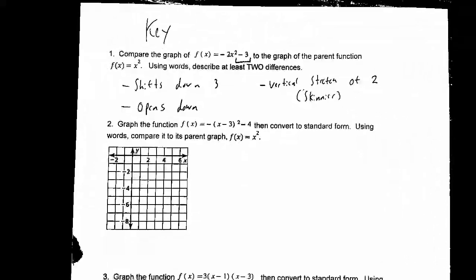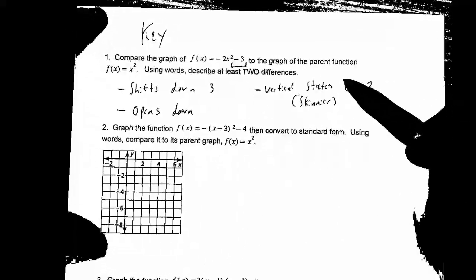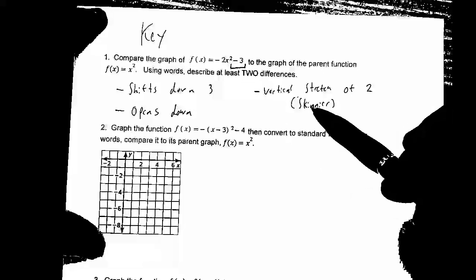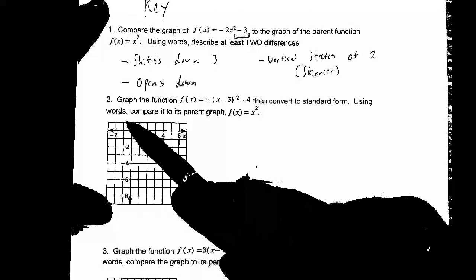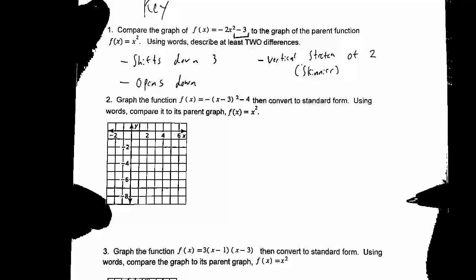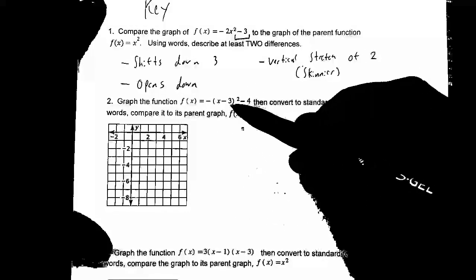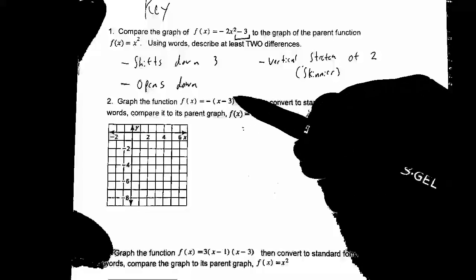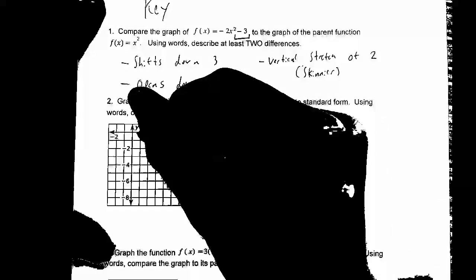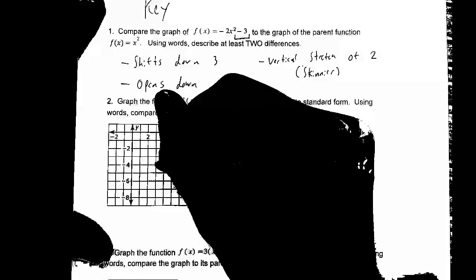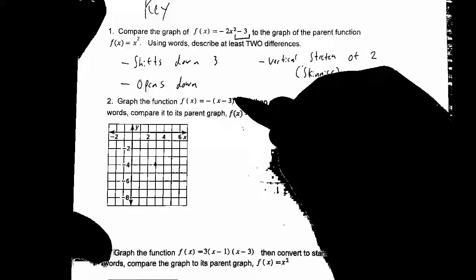Okay, number 2. If you picked any 2 of these 3, that would be fine. Graph the function f of x equals negative (x minus 3) squared minus 4, then convert to standard form. Using words, compare it to its parent graph, f of x equals x squared. So to graph this, let's get the vertex. Vertex is (h, k), so it's going to be (3, negative 4). It's opening downward, so let's get a couple more points.